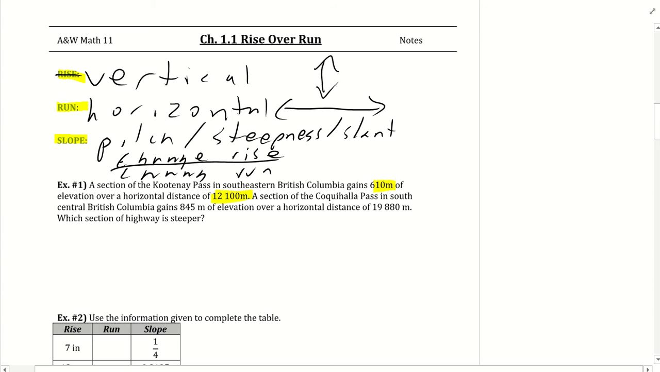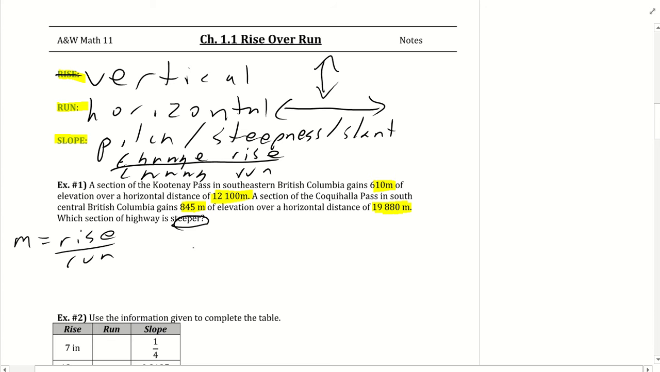And a section of the Coquille Pass in south central British Columbia, I don't think I've been there yet, has a gain of 845 meters over a horizontal distance of 19,888 meters. All right, so again, we have to figure out which slope is steeper. So what has a slope? We're going to use that formula we talked about, m equals rise over run, for both of these.